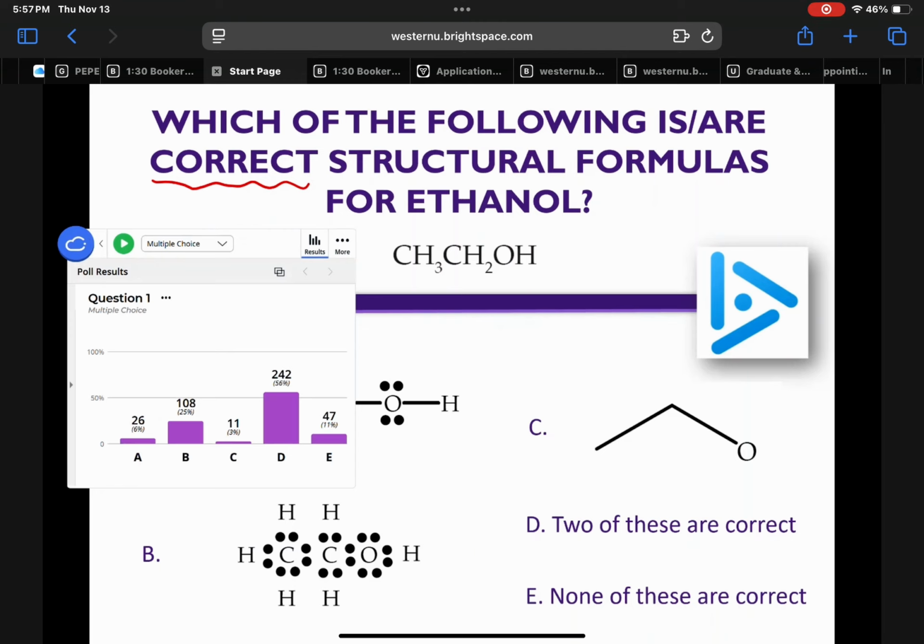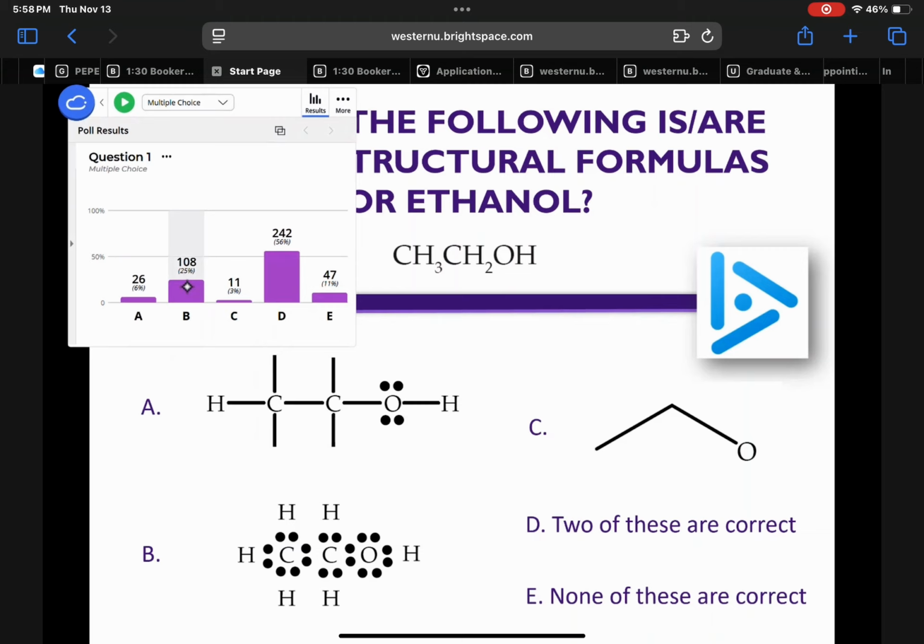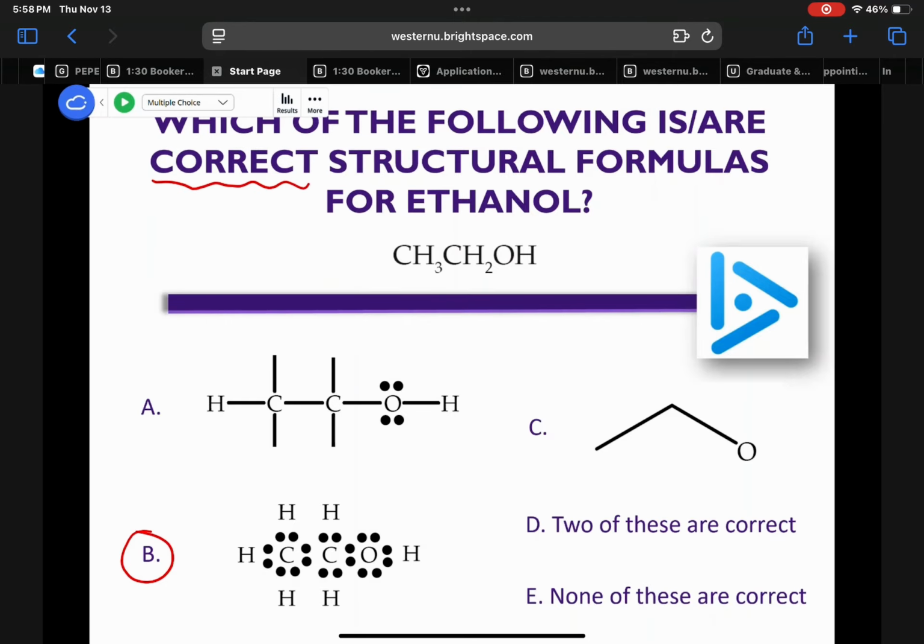Okay, most people going for D, 2 of these being correct. Of the A, B, and C, I agree B is okay. I'm not sure what everyone thought A was. Who thought A? No one wants to put up their hands, so I'm not even going to ask you. But let's chat about why A and C are incorrect.